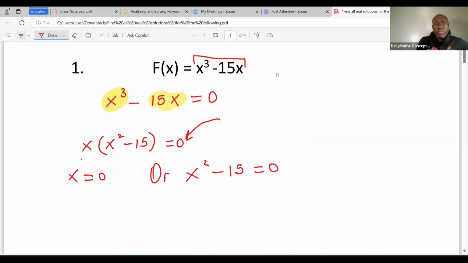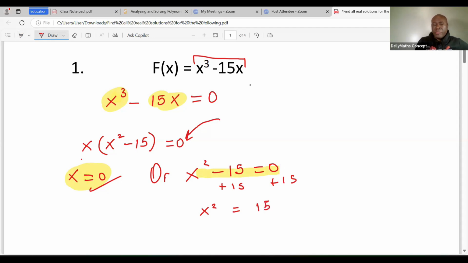Already, when we look at this, this is one of our solutions, because x is equal to 0. That is solved, so we have that done. But now we're going to focus on x squared minus 15 equal 0, so we're focusing now on this piece. Now, we could add 15 to both sides so that we could isolate the x squared. So we have x squared, which is now equal to 15.